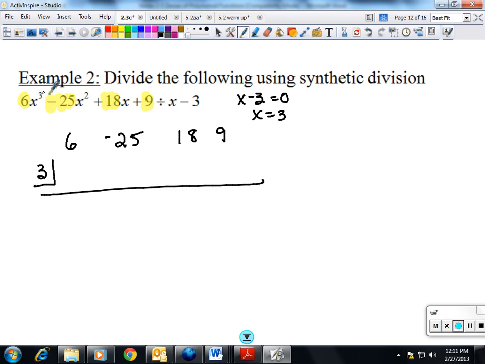Now, this has to count down. If you look at your exponents, they have to count down: 3, 2, 1, 0. If you're missing one, you have to fill it in with a 0.